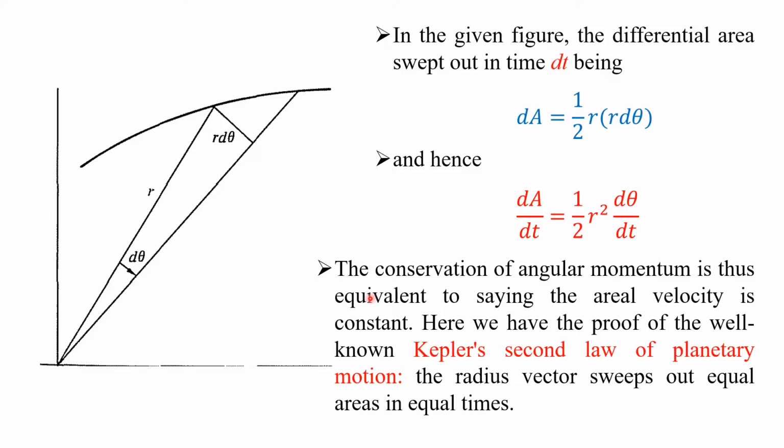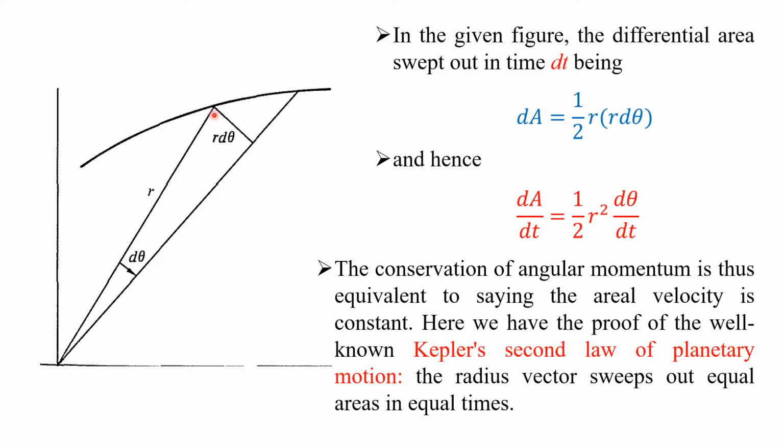So the conservation of angular momentum is thus equivalent to saying the areal velocity is constant. That is, here we have a proof of the well-known Kepler's second law of planetary motion. That is, the planetary motion covers equal area in equal time intervals. The radius vector sweeps out equal areas in equal time. This is Kepler's second law. This is the proof for Kepler's second law.